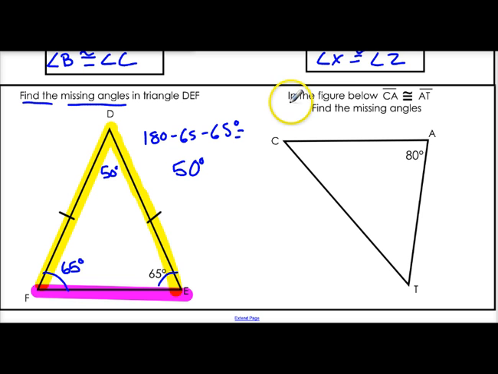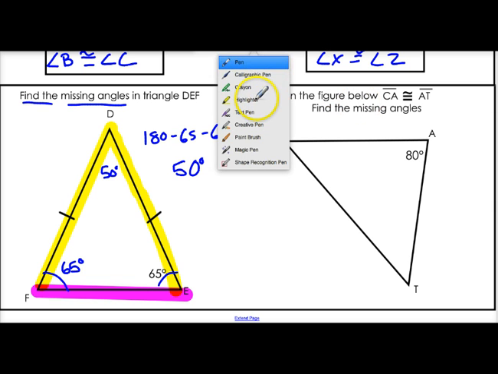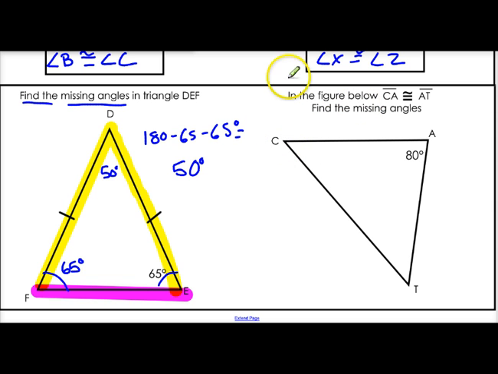For our final example, in the figure below, which is a triangle, we know CA is congruent to AT. So that tells us that it's an isosceles triangle because there's two congruent sides. This is key information. Whenever you're reading a problem and they tell you that two sides are congruent in a triangle, you know it's isosceles. If you know it's isosceles, you probably got to take out your highlighter.